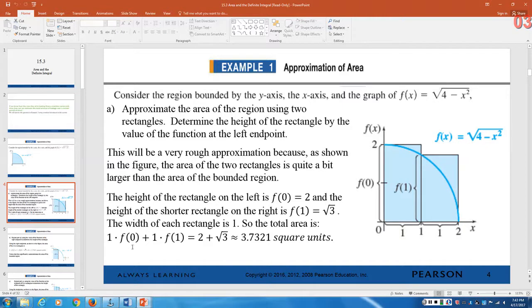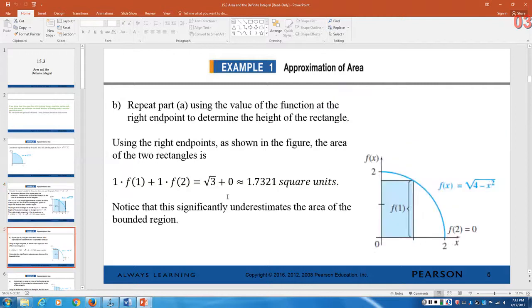So if I add these together, 1 times f of 0, which is 2, plus 1 times f of 1, which is the square root of 3, and then do the arithmetic, the approximate area of those rectangles is 3.7321 square units. But you can see that that approximation overestimates the actual area that I'm looking for. It's too big. Now, one way to get around that would be, what if I put one rectangle inside the circle?